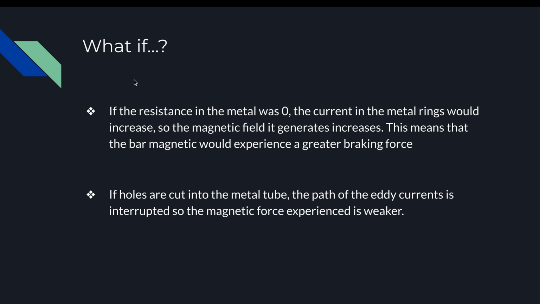So, what if the resistance in the metal was 0? The current in the metal rings would increase, so the magnetic field it generates increases. This means that the bar magnet would experience a greater braking force. So if holes were cut into the metal tube, the path of the eddy currents is interrupted, so the magnetic force it experiences is weaker.